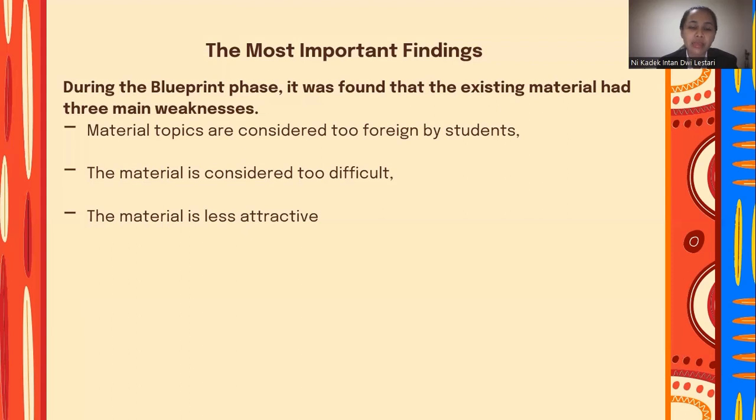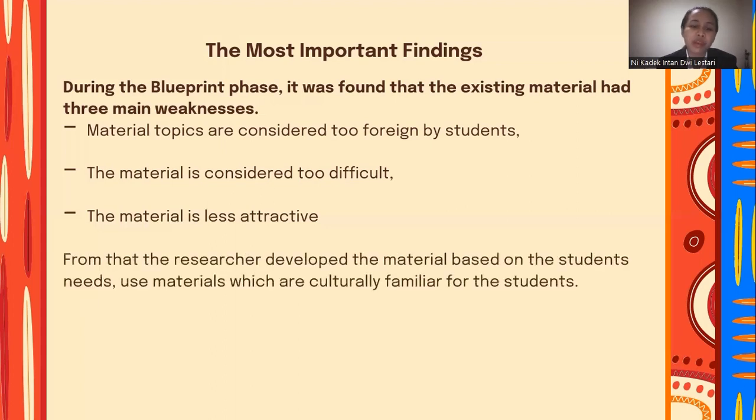And then the material is less attractive. So the layout and presentation of the learning material is too monotone, with many repetitions, and very boring for students. So from that, the researchers developed the material based on the student needs and used material which is culturally familiar for the students.